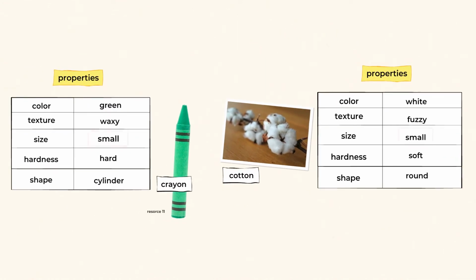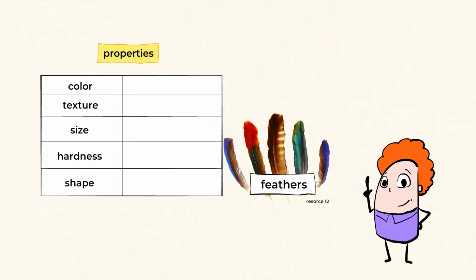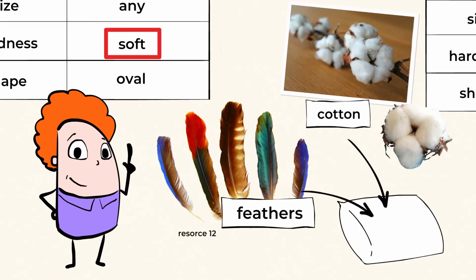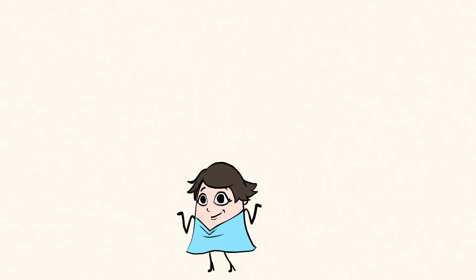Now, both crayons and cotton balls are small, so we can classify or group them together because they have that trait in common. But what about feathers, for example? Yeah, you're right, they can be any color a bird can be. They feel silky and smooth, and they're also really soft. Most feathers are small to medium in size and have a kind of oval shape. Hey, look at that! Feathers and cotton balls are both soft. And this means that we can classify them together because they are similar in the way that they feel. And that's why some pillows are made of duck feathers or cotton to feel soft and smooth when you lie down.